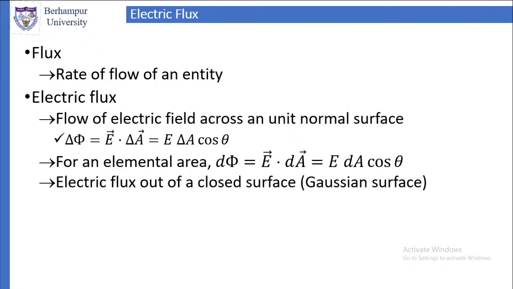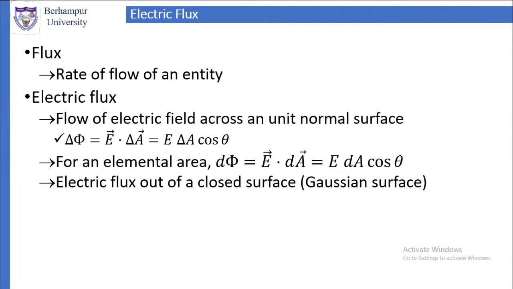So for an elemental area, d phi, which is the elemental flux through that area, will be equal to E dot dA. So delta now becomes d. So d phi is equal to E dot dA, that you can write as E dA cos theta.